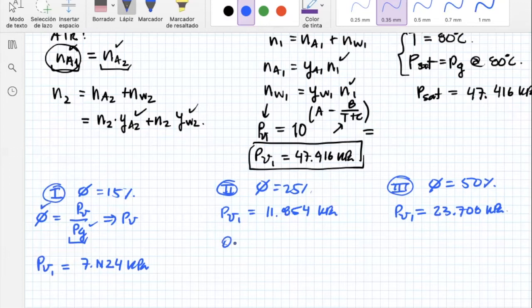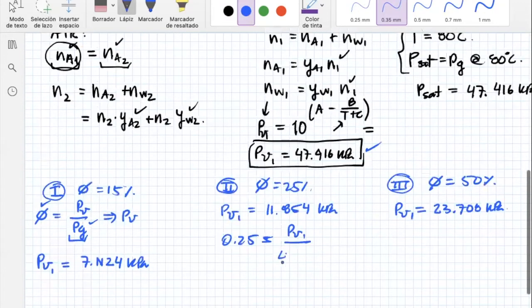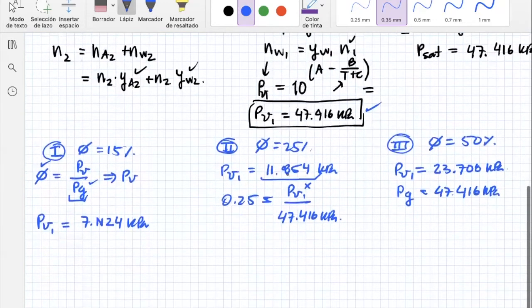So for example, I got that this 0.25 should be equal to PV that I don't know divided by this value of, where am I? 0.1, right? So 0.1. Okay, so this one, yeah. So 47.416 kilopascals. Okay, and that's the amount. That's how I got this. Once I got this fella, and the same here. So remember, PG equals 47.416 kilopascals, okay? So that's kind of the idea of how you do this stuff.